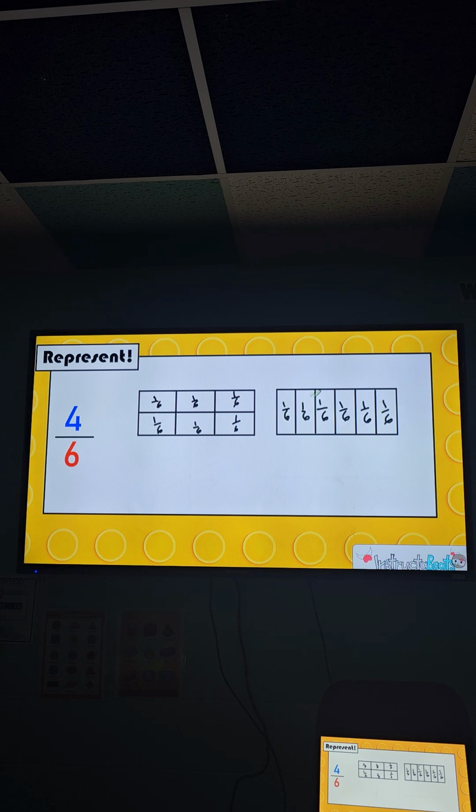And then if I wanted to represent 4/6, that means I need 4 unit fractions filled in, right? That's what my numerator tells me. I'm going to have 4 here and then another one right here, okay? And this area model now represents 4/6. I also could do it this way, okay? And just to show you a couple different ways, there you go. That could be 4/6. Again, I have 4 unit fractions shaded in.